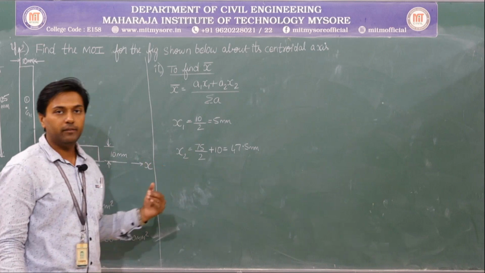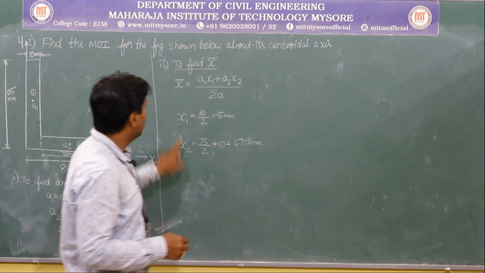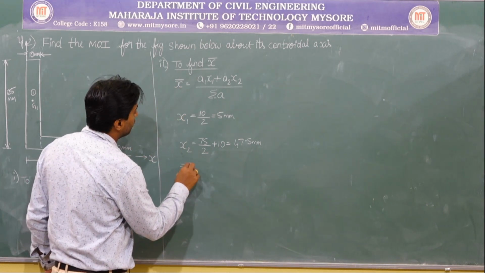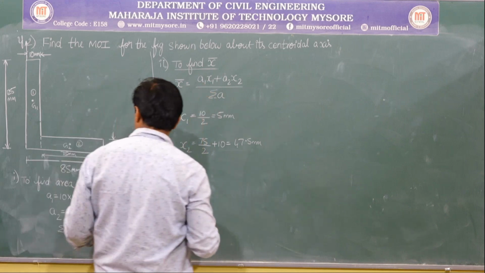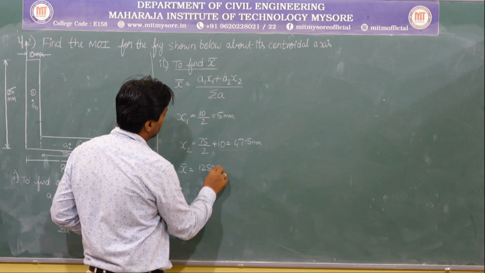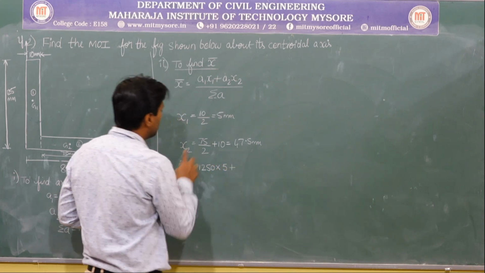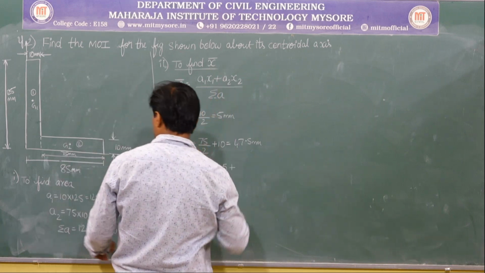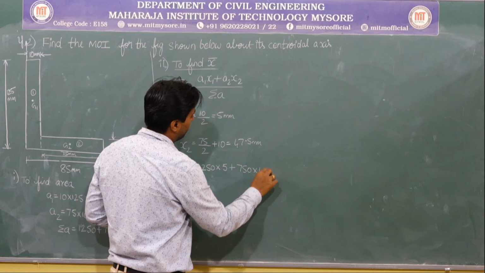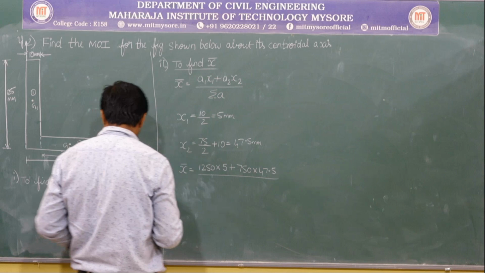So substitute everything. Now let me substitute all this in x bar. So x bar is equal to, what is A1? I know it. It is 1250 into x1, 5 mm, plus A2 is 750 into the second value, 47.5, divided by sigma A, which is 2000.